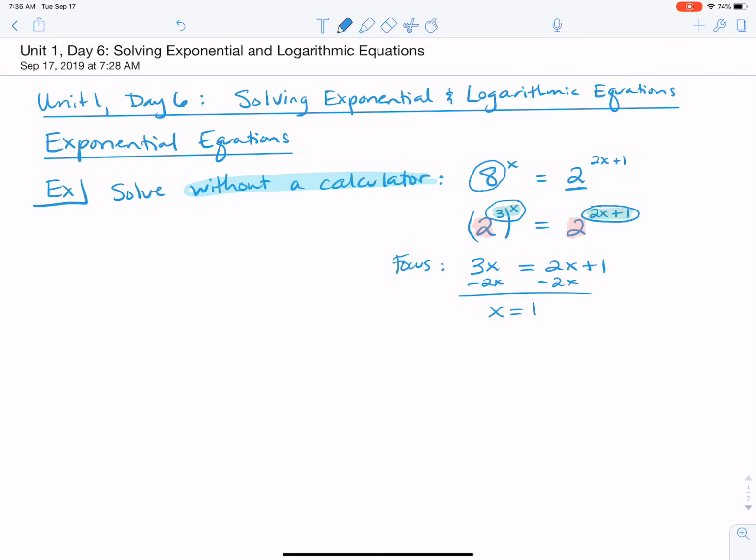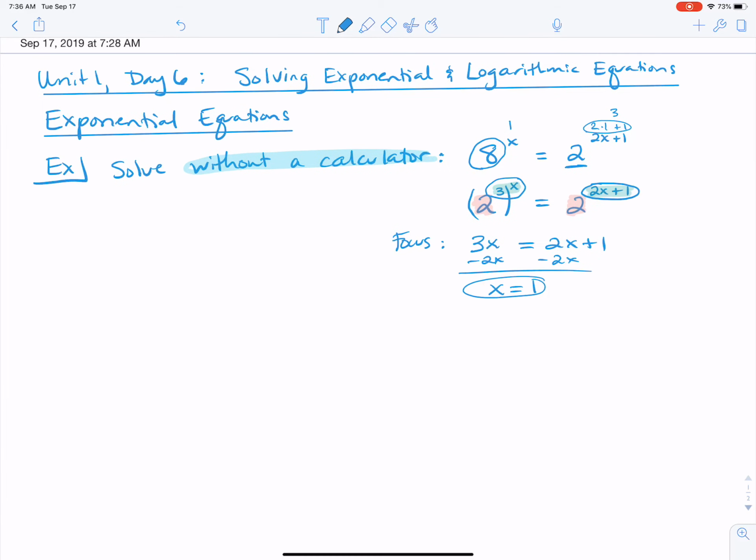And if you check that back into the original, if you substitute the 1 back in up here, 2 times 1 plus 1, we get that exponent's a 3. And if you substitute it back in on the left, 2 to the 3rd equals 8, and 8 to the 1st equals 8. So this is the value for x. It's going to make the left equal the right. All right, and we'll practice that type some more in class.